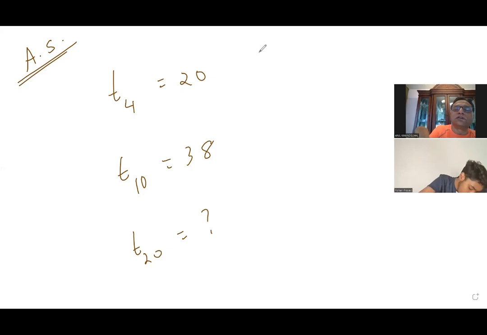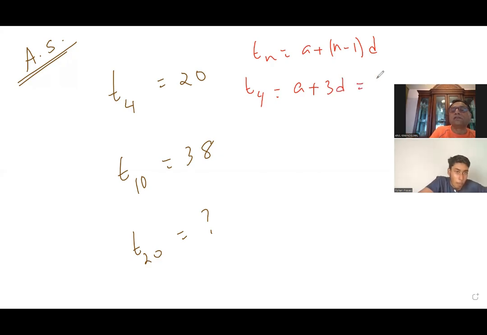So general Tn is A plus n minus 1 times D, right? We don't know A, we don't know D. So we can say T4 equals A plus 4 minus 1, which is 3D, and that is 20. Similarly, we have A plus 9D equals 38, correct? So we got 2 equations. Do you see that? Yes, sir. Use these equations, find your answer, please.